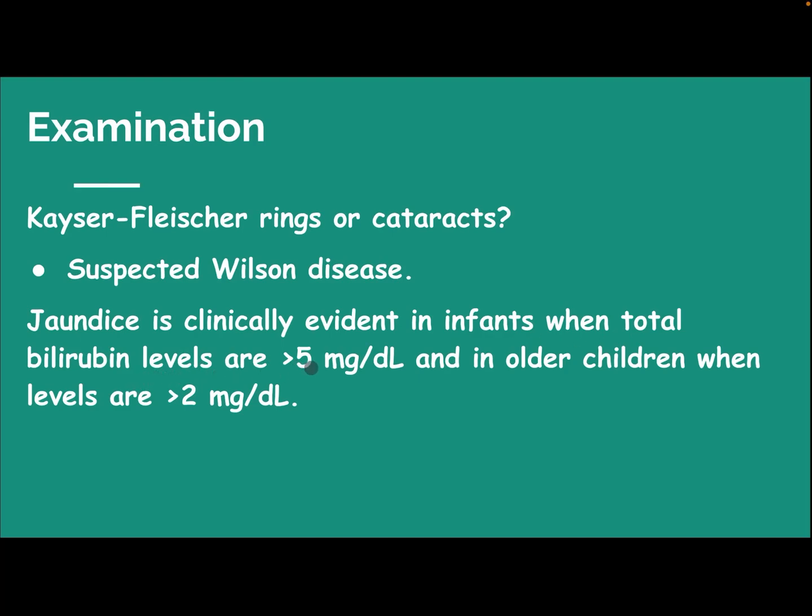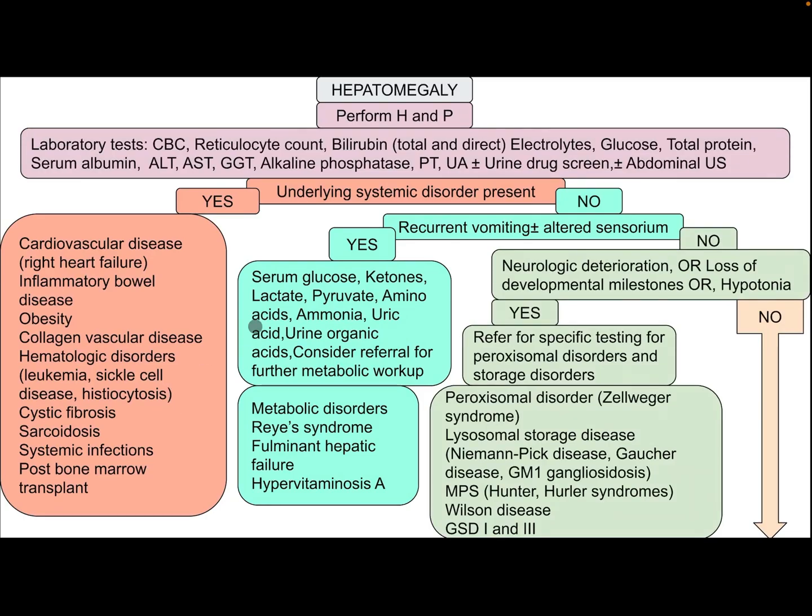Jaundice is clinically evident in infants when total bilirubin level is more than 5 mg per deciliter, and in older children when level is more than 2 mg per deciliter.